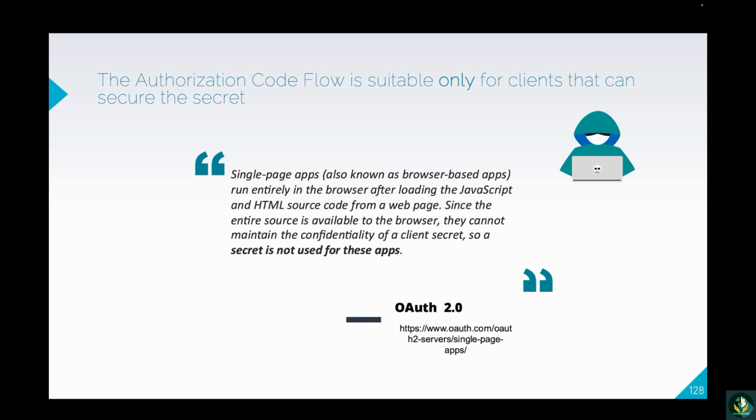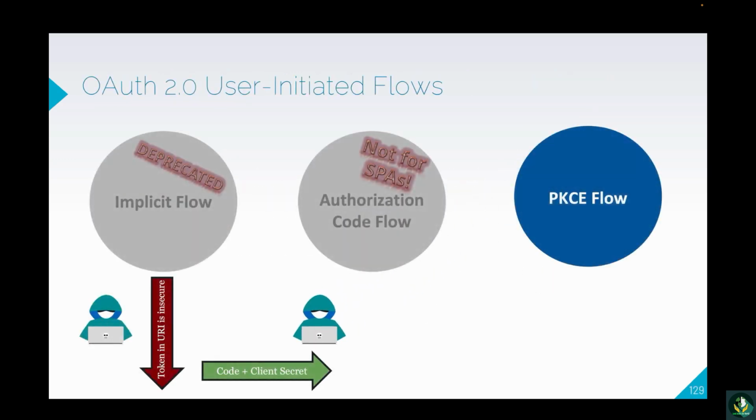Single-page applications, also known as browser-based applications, run entirely in the browser after loading the JavaScript and HTML source code from a web page. Since the entire source is available to the browser, they cannot maintain the confidentiality of the client secret, so a secret is not used for these applications. So the Implicit flow is insecure and deprecated, and the authorization code flow is suitable only for confidential clients.